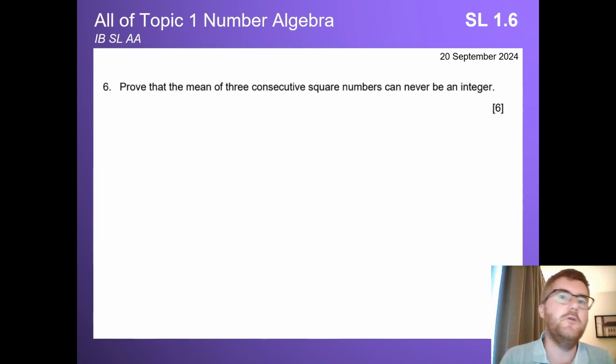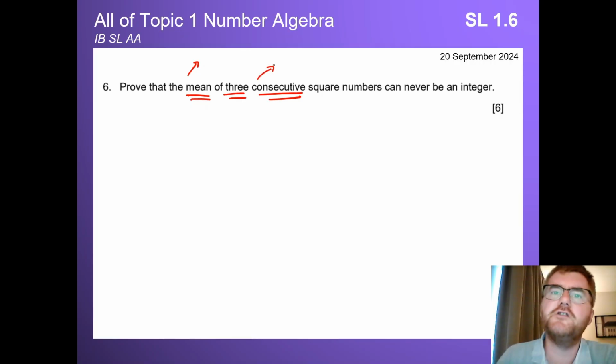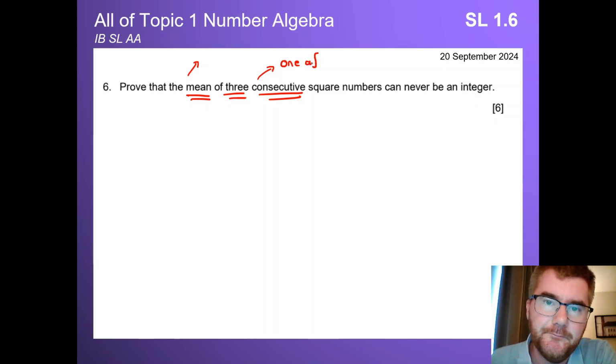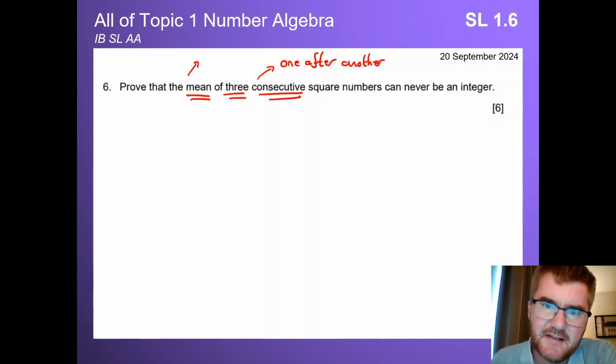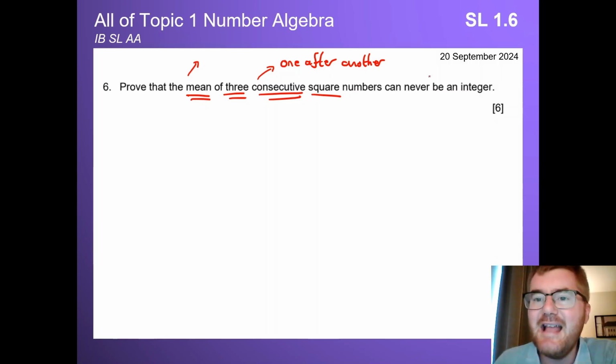Now, whenever you're doing a proofy-woofy question, as I like to call it, we just need to identify these words. First of all, the mean. Remember, that's just adding everything up and dividing by how many there are. 3 consecutive: this word consecutive, students with English as an additional language can often struggle. It just means one after the other. So after 3, the 2 next consecutive numbers are 4 and 5. Square numbers, I think that's fairly straightforward: a number squared, so 5 squared. And can never be an integer: an integer here is just a whole number.